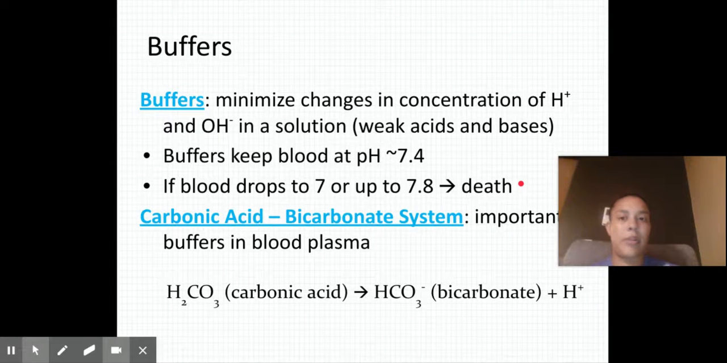What's another example of a buffer or something else that we have? If you ever have acid reflux and you take an antacid, that would be an example of a biological buffer, something that's going to help kind of regulate that internal system and help maintain homeostasis for all of life. So that should cover our buffers.